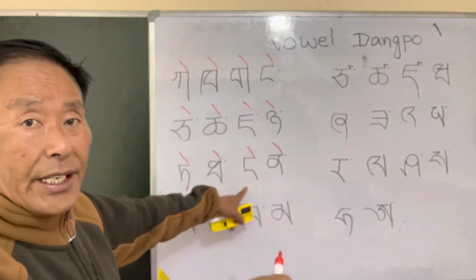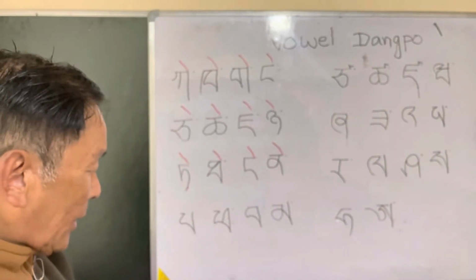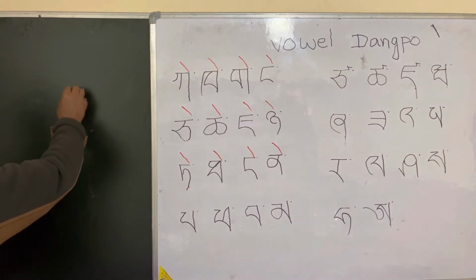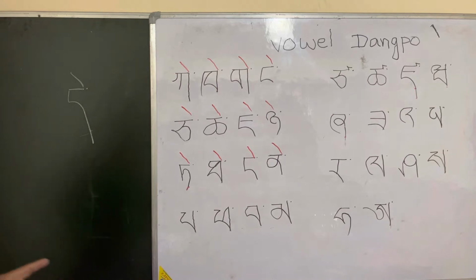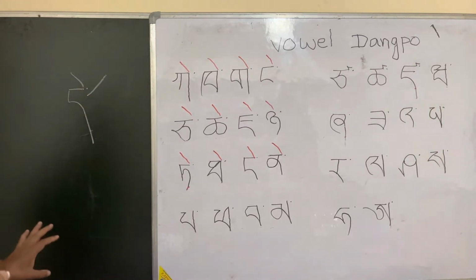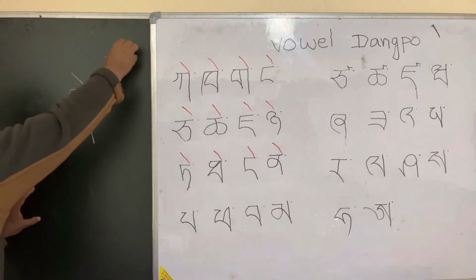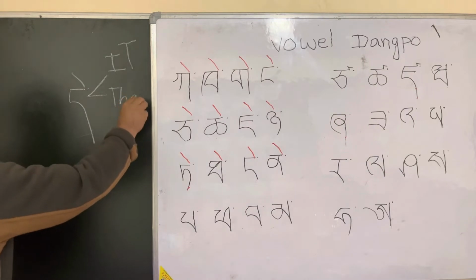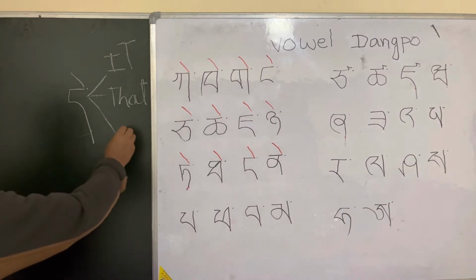Da dengpo de. If it is in front of a noun, da dengpo de is it, that. If it is behind a noun, then it is the letter the.